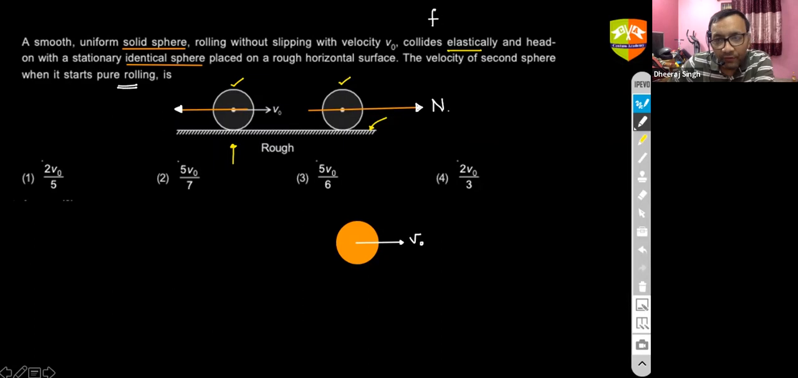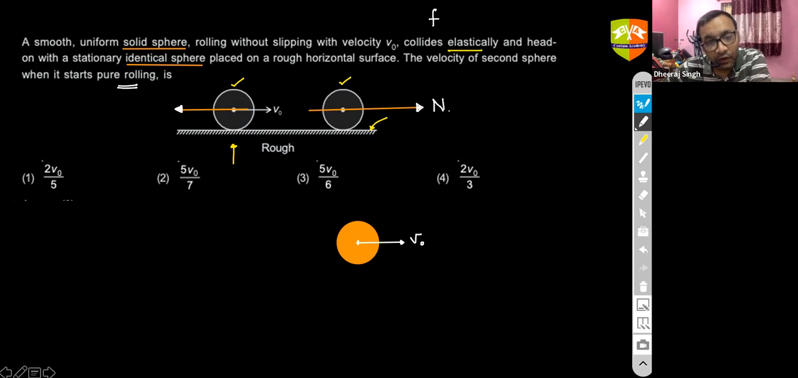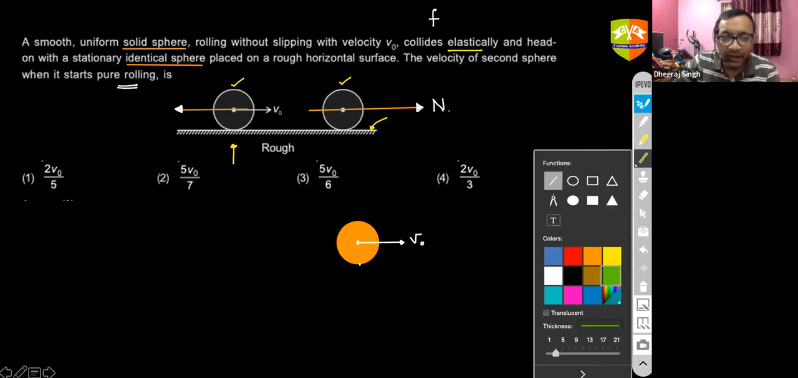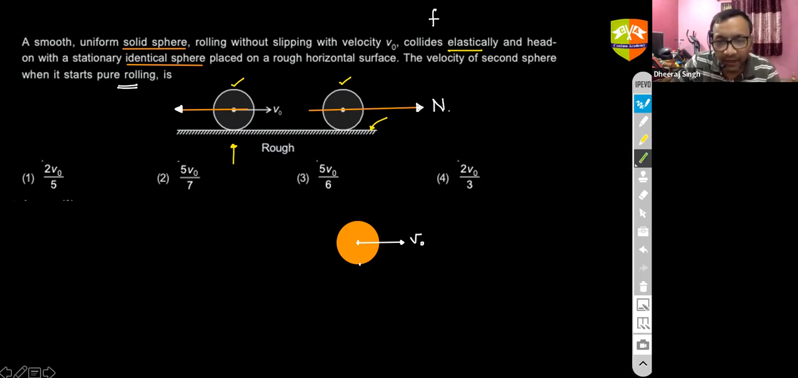What will be omega of the second one? Initial omega immediately after collision. Is there an impulsive torque about the center? No. Impulsive force is there, but torque due to that is zero. Okay. So the initial angular velocity is zero. But friction will be there. Right? What kind of friction will be there? Kinetic or static initially? Kinetic. Right? It will be kinetic. Sliding is happening. Omega is not there. It will be this way.